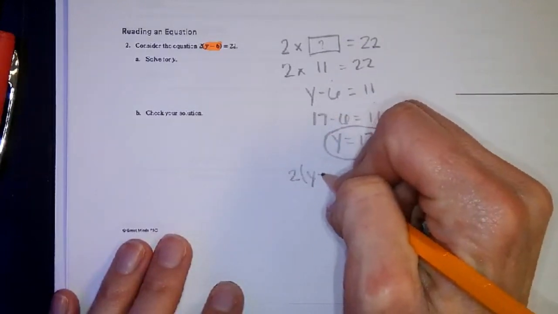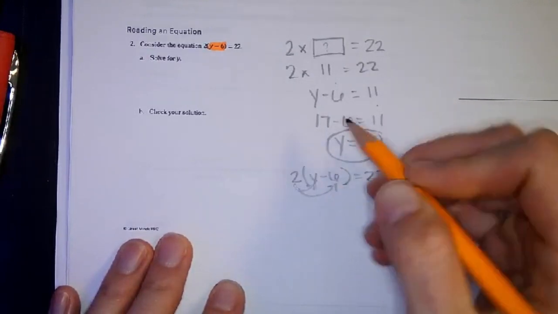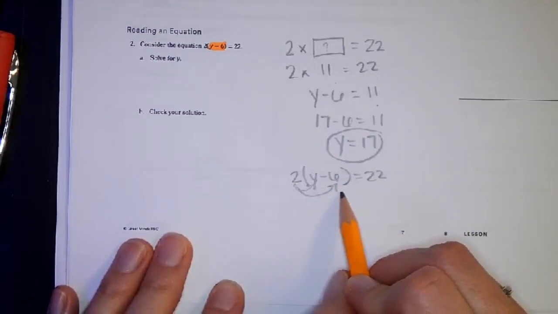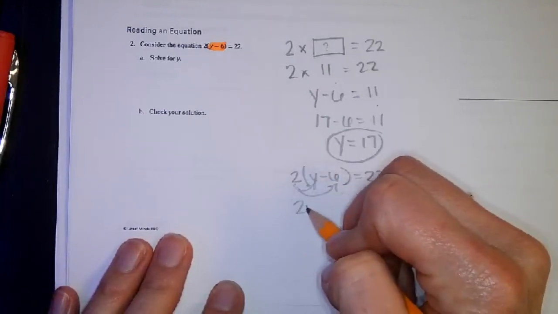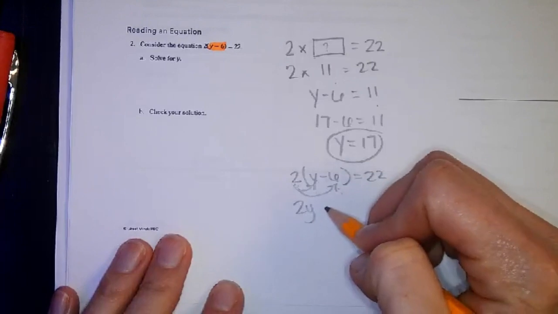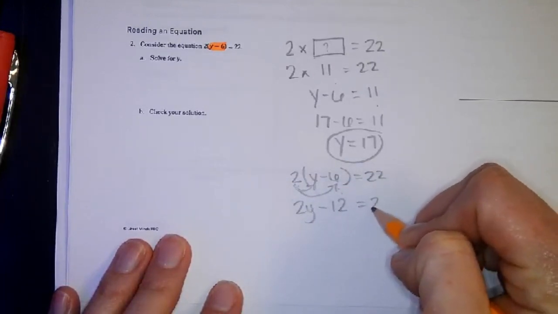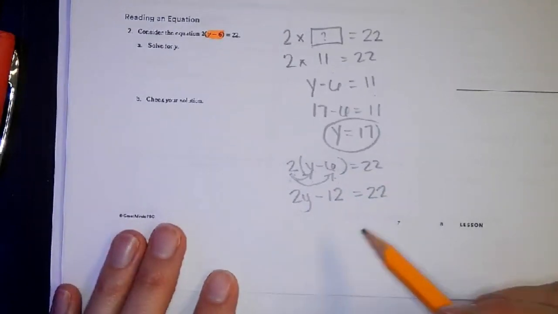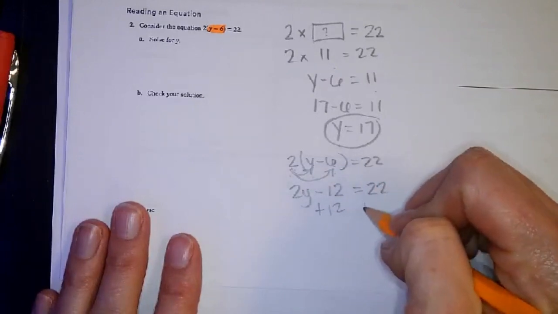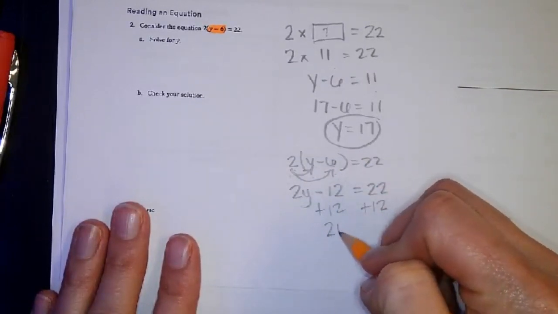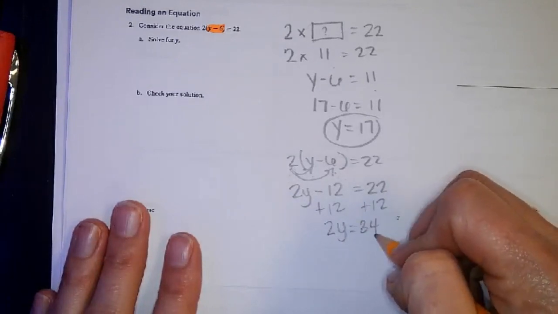So you have 2 times (y minus 6) equals 22. We're going to distribute. That means that the number on the outside of the parentheses is going to multiply to each term inside the parentheses. So 2 times y is 2y. 2 times negative 6 is going to be a negative. A positive times a negative is negative 12. So 2y minus 12 equals 22. Now we're going to use the addition property of equality by adding 12 to both sides. You get 2 times y equals 22 plus 12, which is 34.